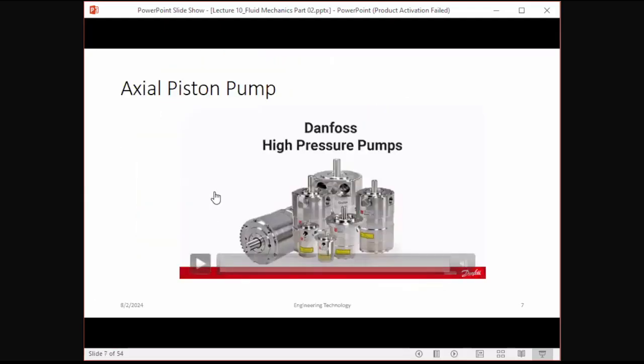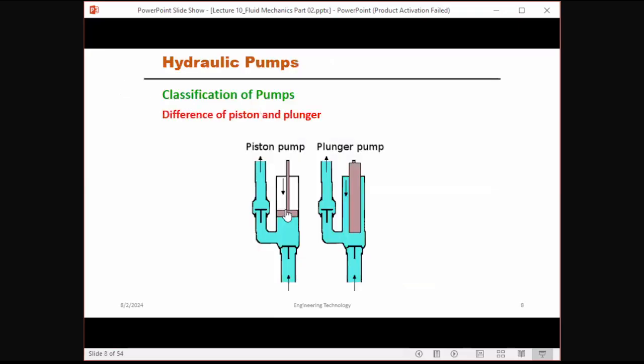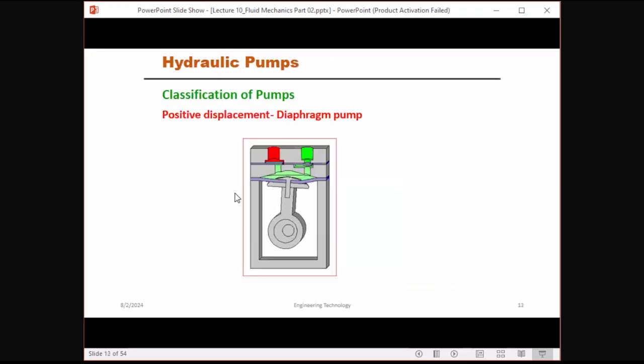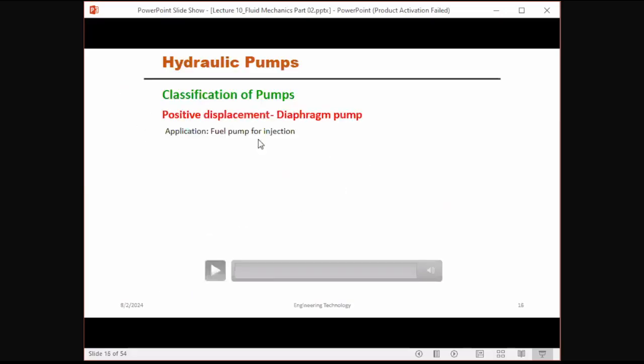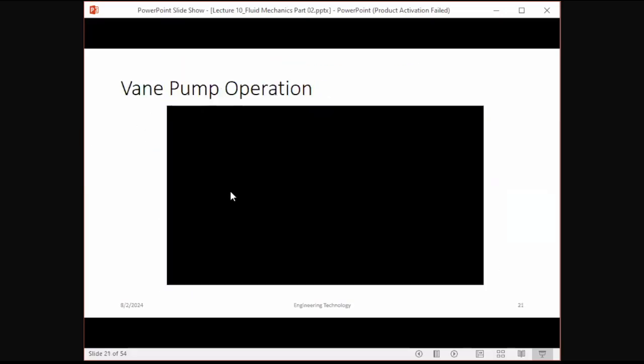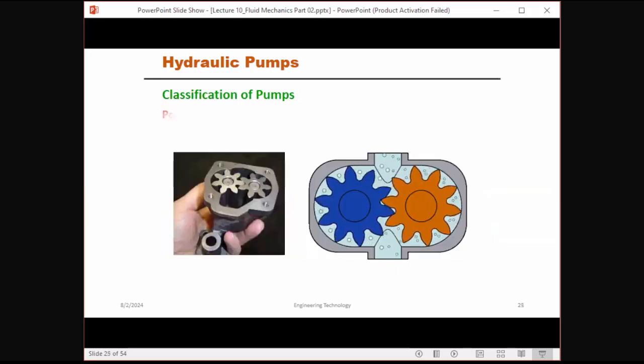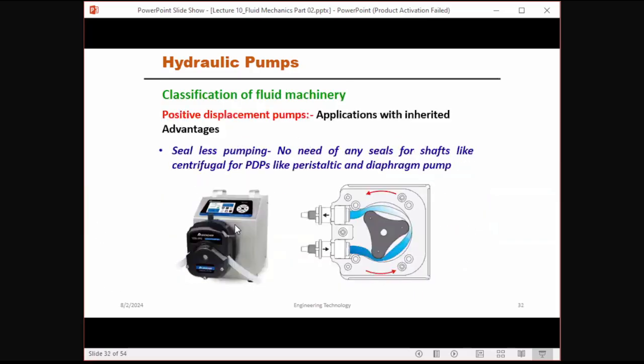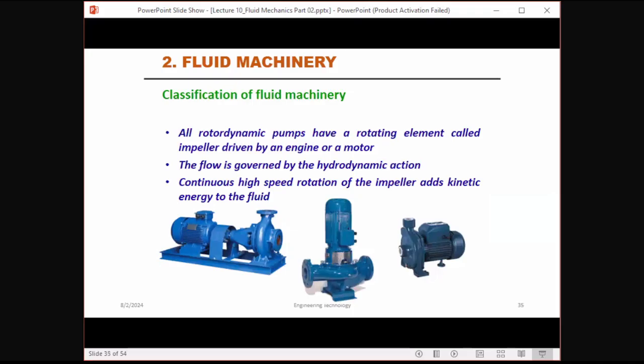Last week we discussed these things: diaphragm pumps, gear pumps, then vane pumps. We all discussed them. Today's part I will start from this slide.